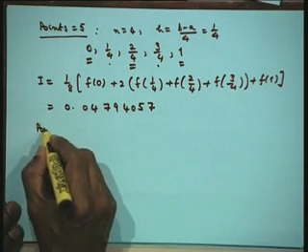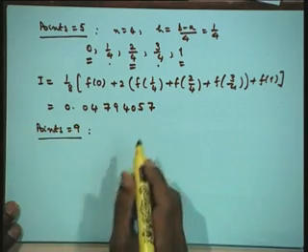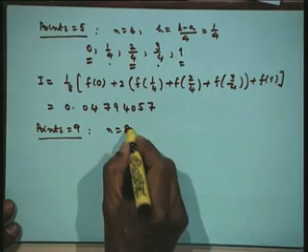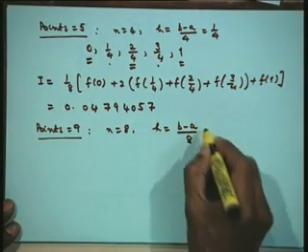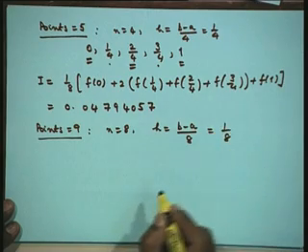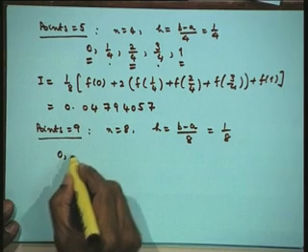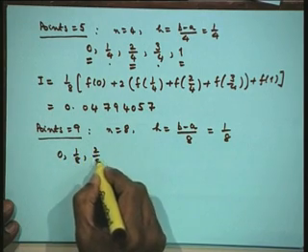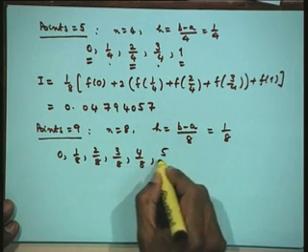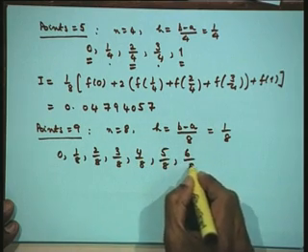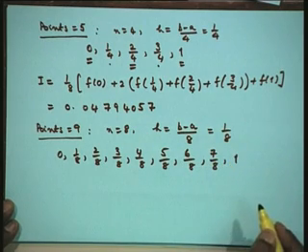Now consider the case with 9 points. Let us take points as equal to 9, that is n is equal to 8, h is equal to (b minus a) by n, that is 1 upon 8. Therefore we will now have the points as 0, 1 by 8, 2 by 8, 3 by 8, 4 by 8, 5 by 8, 6 by 8, 7 by 8 and 8 by 8, that is equal to 1.